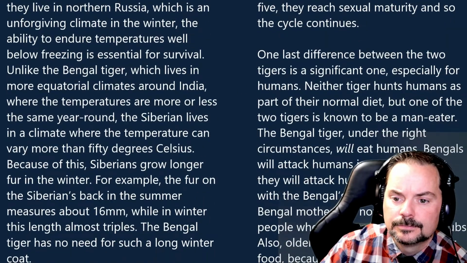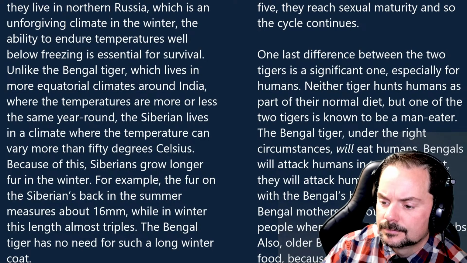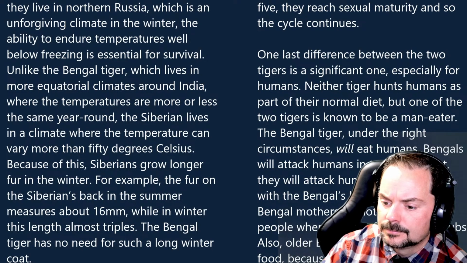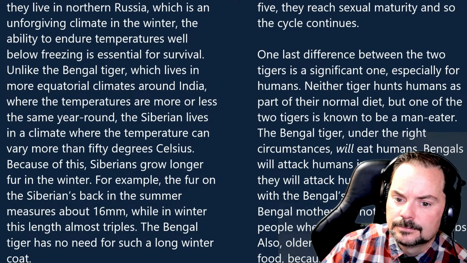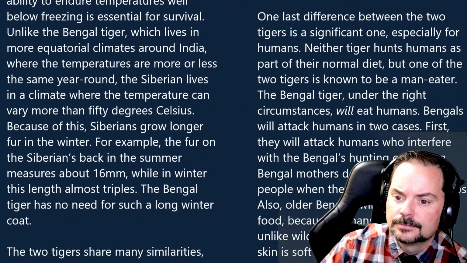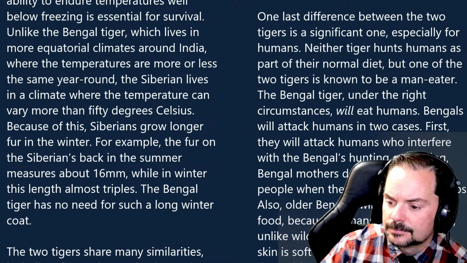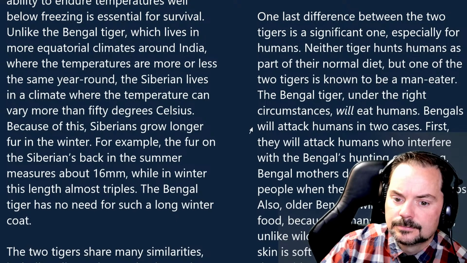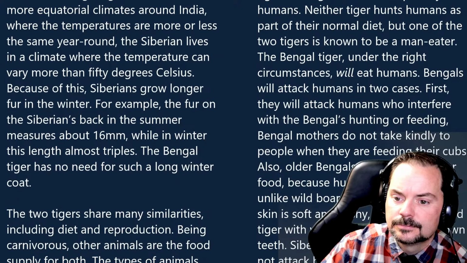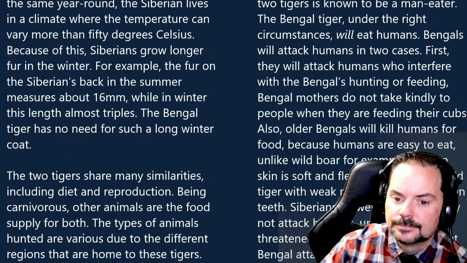One last difference between the two tigers is a significant one, especially for humans. Neither tiger hunts humans as part of their normal diet, but one of the two tigers is known to be a man-eater. The Bengal tiger, under the right circumstances, will eat humans. Bengals will attack humans in 2 cases. First, they will attack humans who interfere with the Bengal's hunting or feeding.